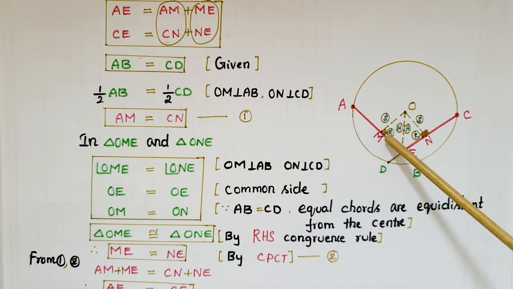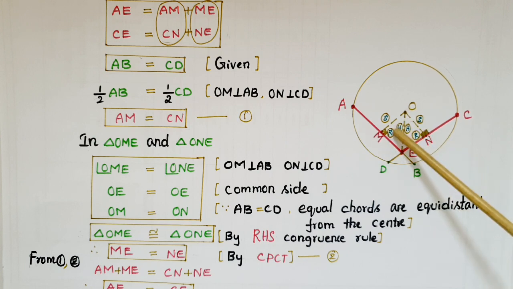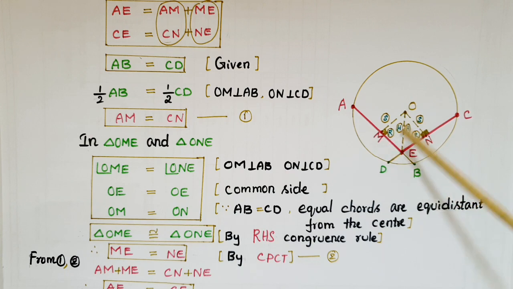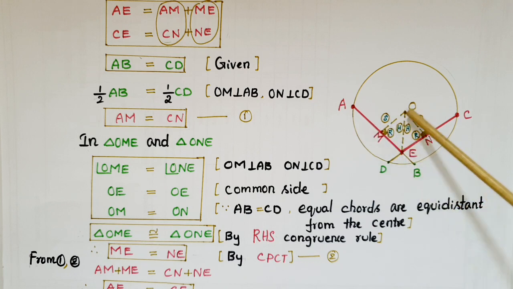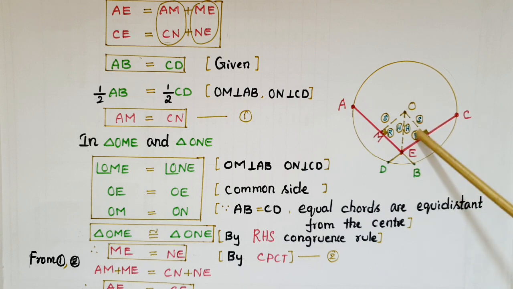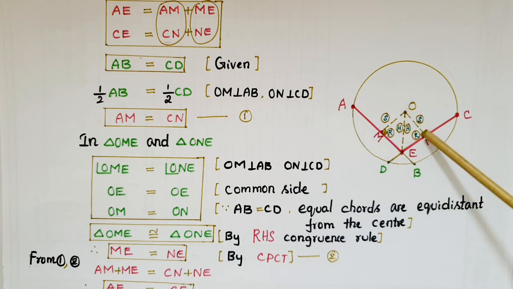For that, if you observe here, these two line segments are sides of these two triangles. So take these two triangles. If we prove these two triangles congruent, then we can equate these two sides. So first mark the equal parts of these two triangles. This is a perpendicular line, and here it is a perpendicular line. So this is a right angle and this is a hypotenuse, and likewise this is a right angle and this is a hypotenuse. OM is equal to ON, because we know that equal chords are equidistant from the center. So these two distances are equal.